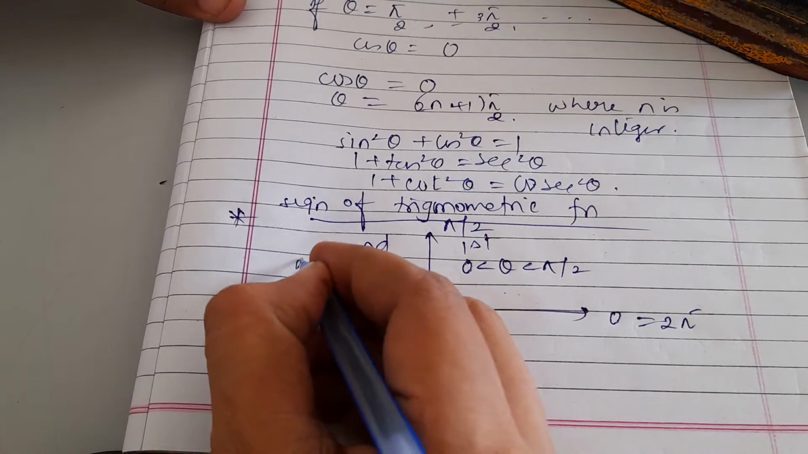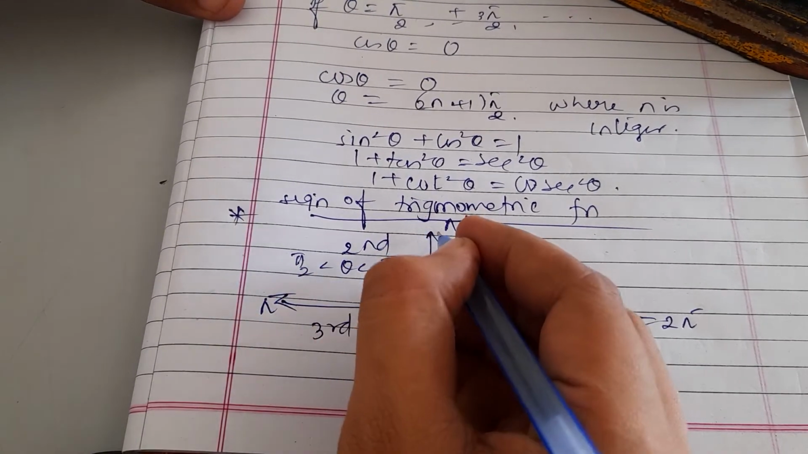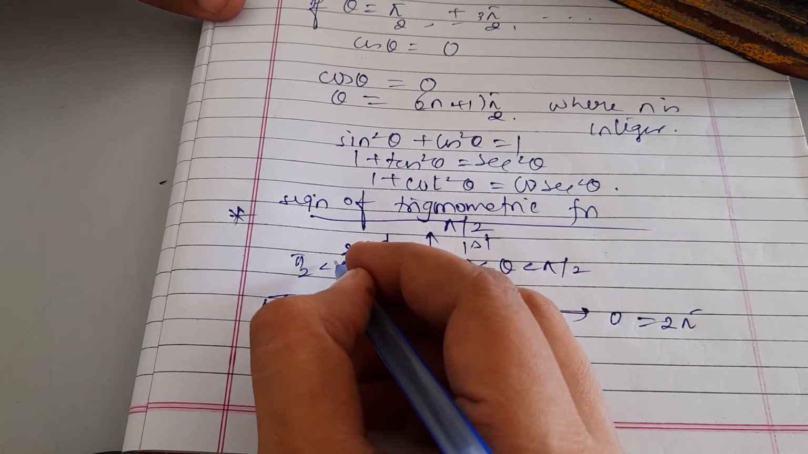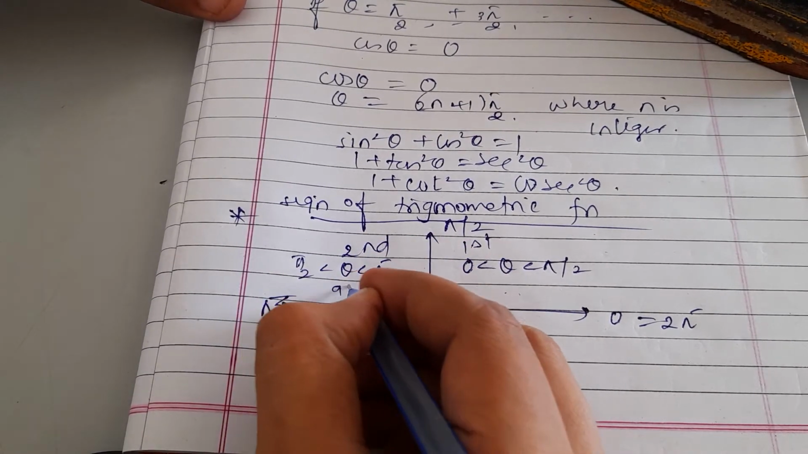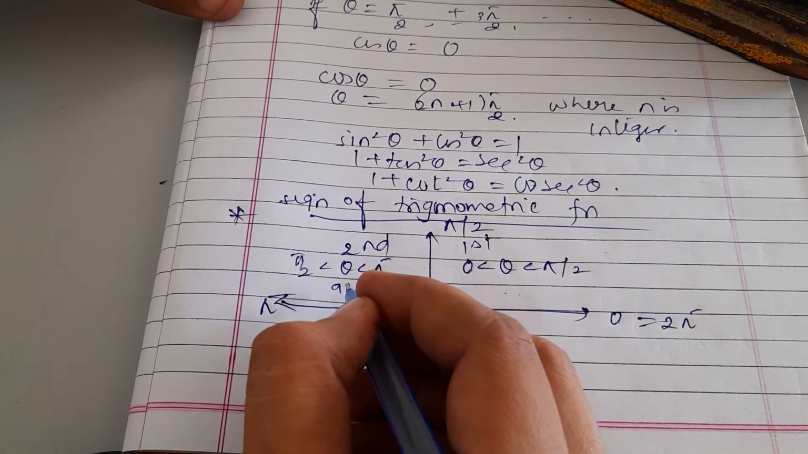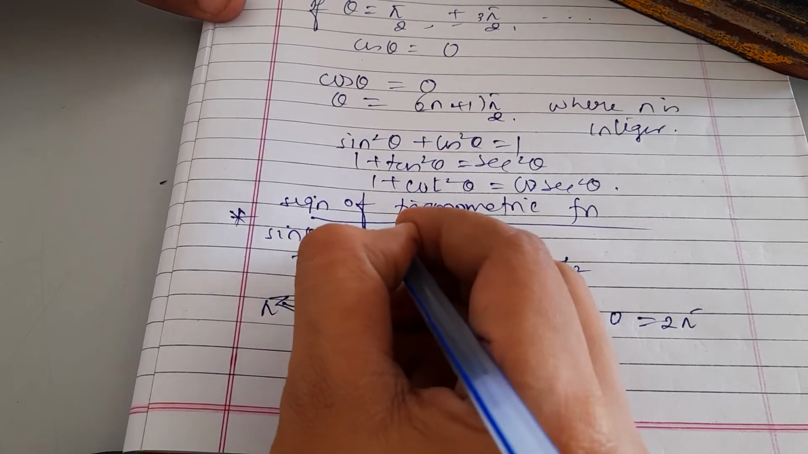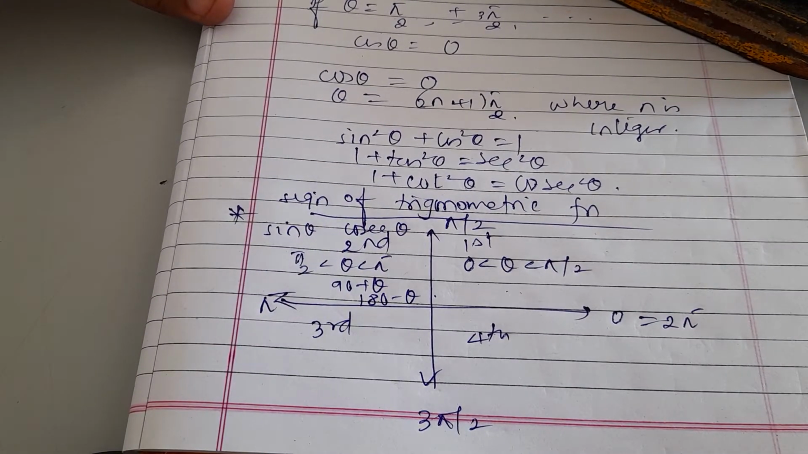The second quadrant is π/2 < θ < π. Right? So this is more than 90 and less than 180. So here we will write 90 + θ and 180 − θ. So in this quadrant only the sine function, sin θ and cosec θ, are positive. Other trigonometric functions are negative.